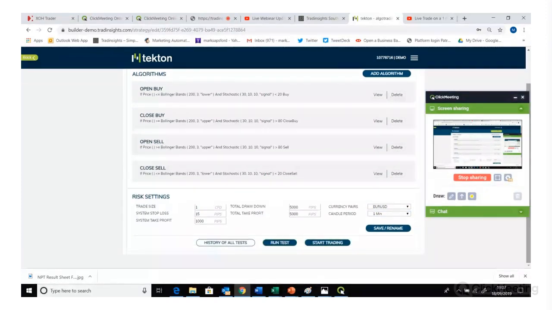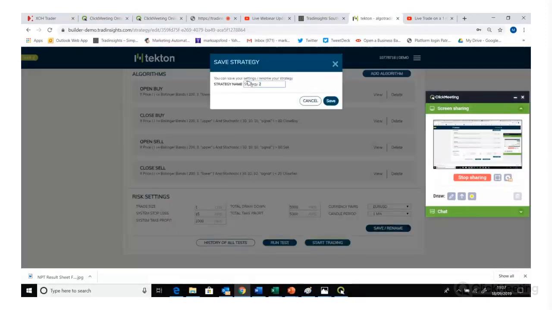Now, I'm not going to backtest this because it does take a few minutes to backtest this one because of all the different conditions. But in a moment, I'm going to create another strategy in front of you on a moving average cross and show you how quick the backtesting takes. Okay, so we can save this as Bollinger Band with stochastic.